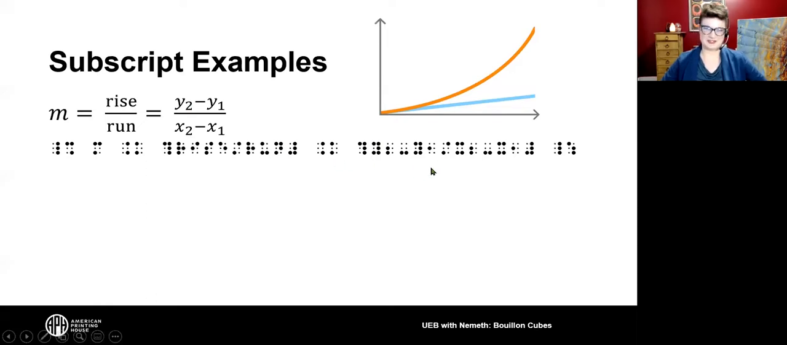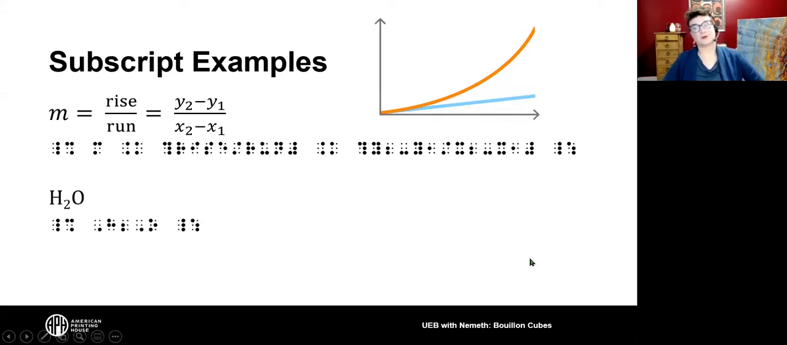I'm just going to do it one more time. Whoa, look at that x sub 1. That's so slick. The 1 just follows right after the x. And because of that special Nemeth Code rule, we know that 1 is a subscript to the x with no additional indicators crowding things up.